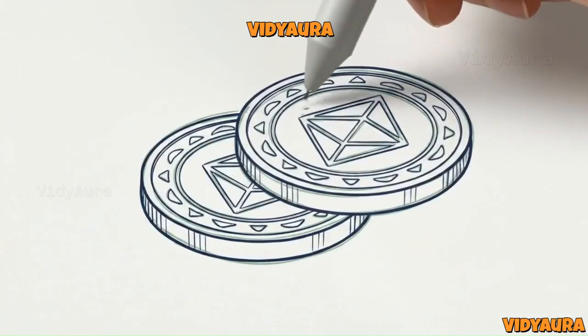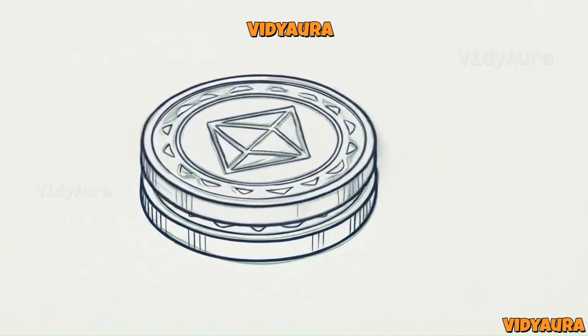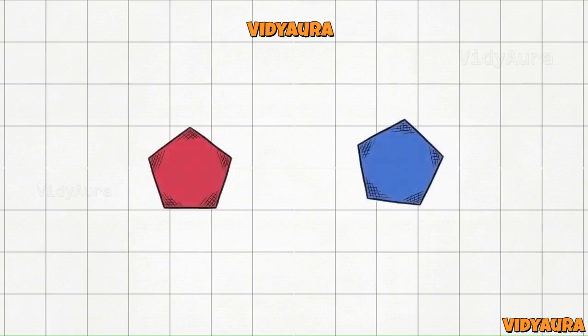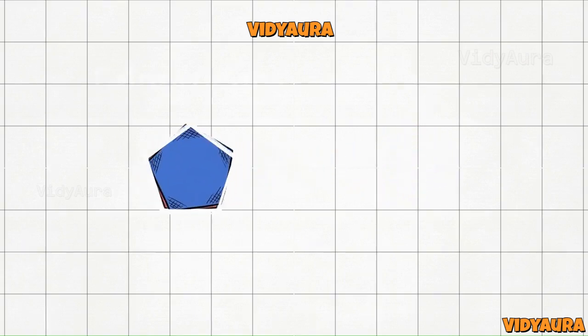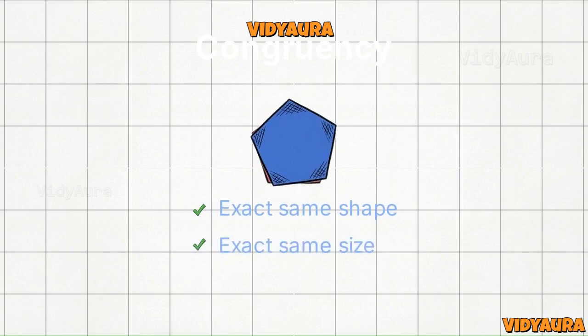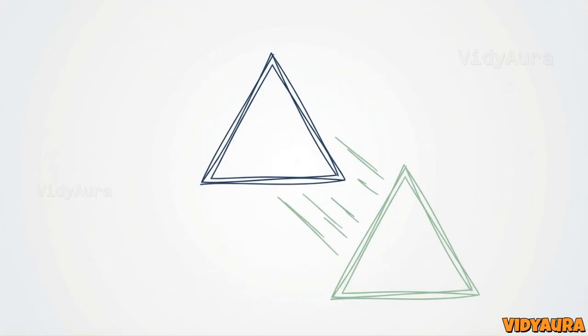When one object slides directly over another and perfectly hides it, we are looking at an exact physical duplicate. In mathematics, we call this congruency. It means two objects share the exact same shape and the exact same size. While this applies to physical objects like coins, it also applies to abstract geometry. Specifically, we use this principle to evaluate triangles.